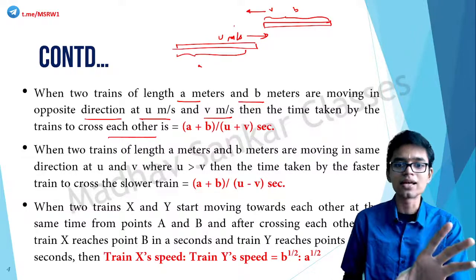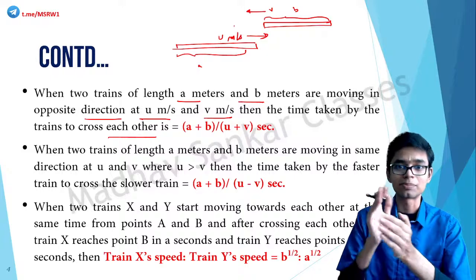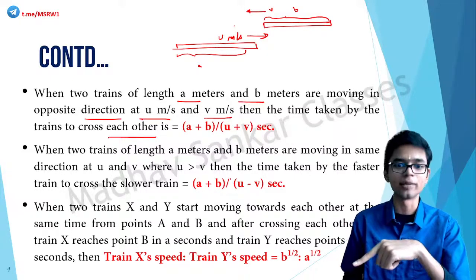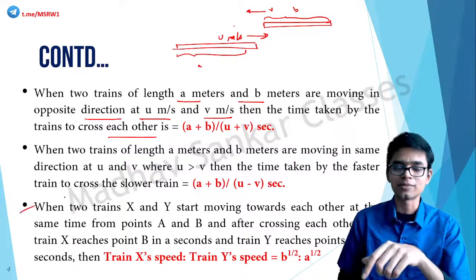Now the same scenario, except they are moving in the same direction. What happens? The relative speed will be very low. Why? Because it is u minus v in the denominator. Clear? Now the last concept.